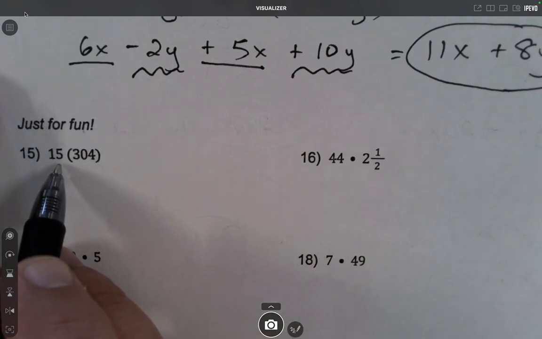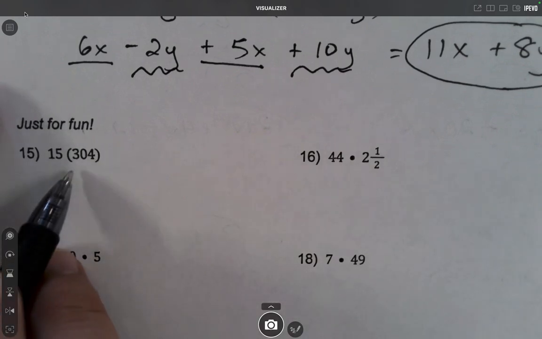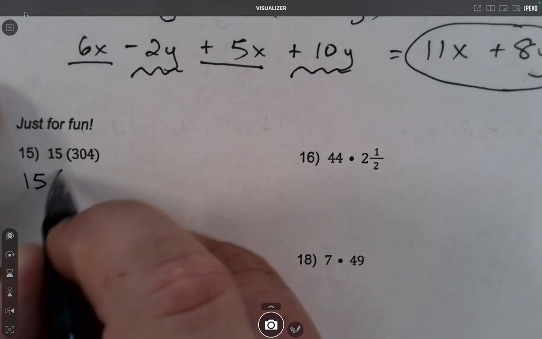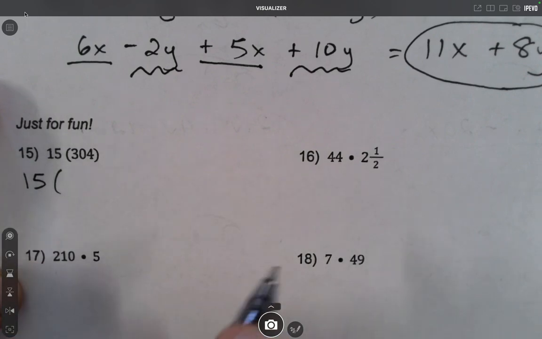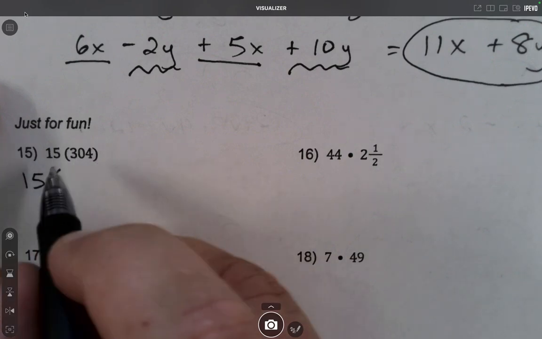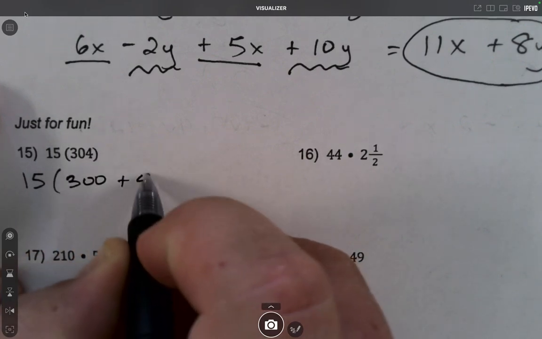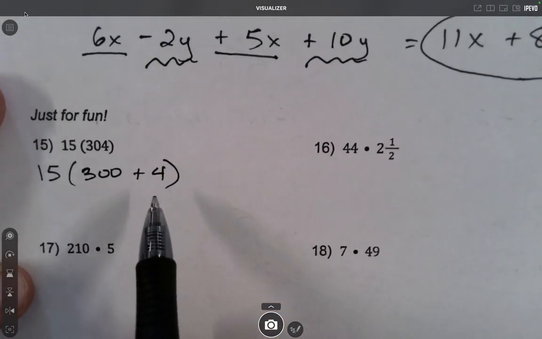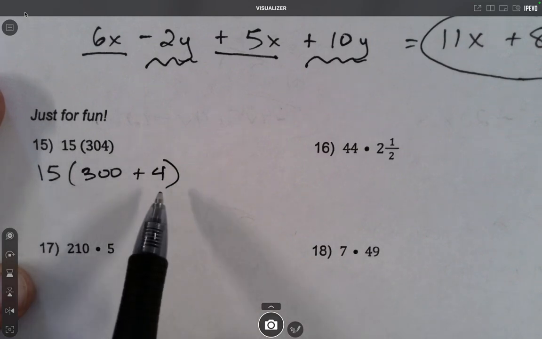So truthfully, when we see 15 times 304, we're kind of like, I want a calculator. But 304 is pretty close to 300. So here's a trick we can do that makes this a little bit easier. We can always try to get close to a number we do know or that was easier to work with. So I'm going to rewrite 304 as 300 plus 4. So I'm creating for myself a distributive property situation because I'm separating 304 into 300 and 4.